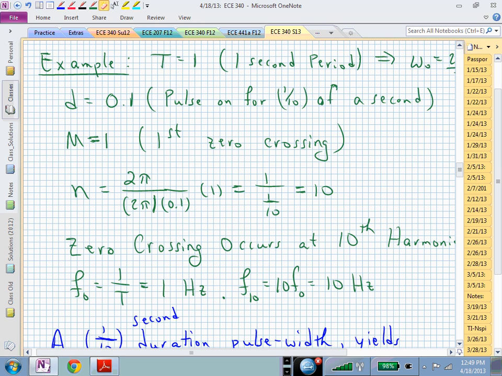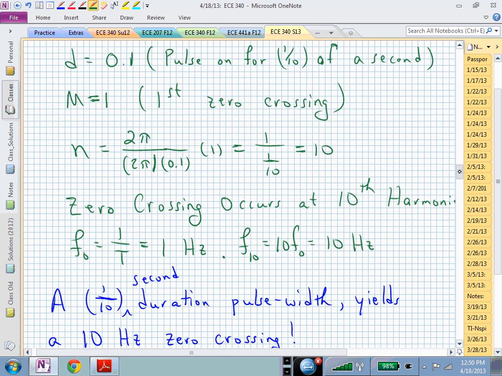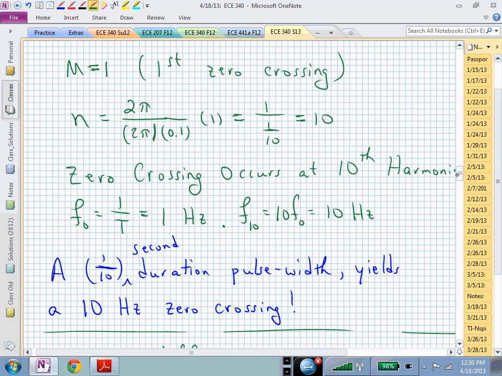So there's sort of a reciprocal nature, a reciprocal concept going on here. A 1/10 of a second duration pulse width yields a 10 hertz zero crossing. That's where the majority of the frequency content lives or belongs.